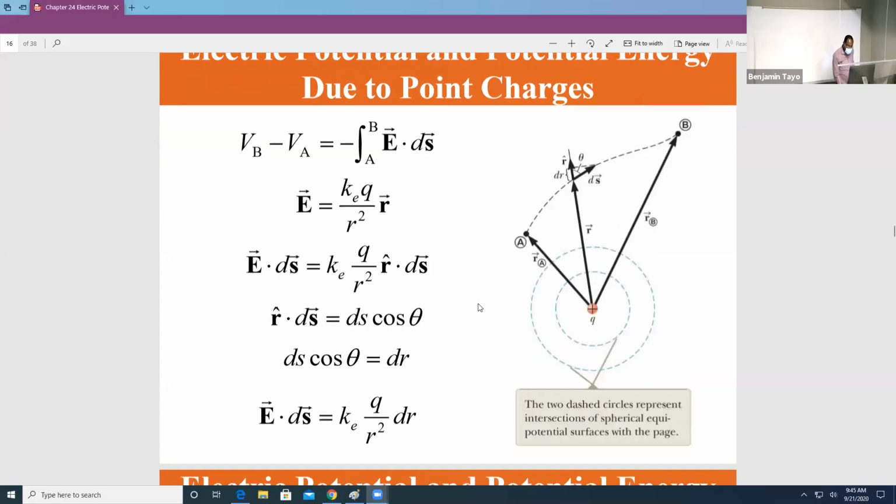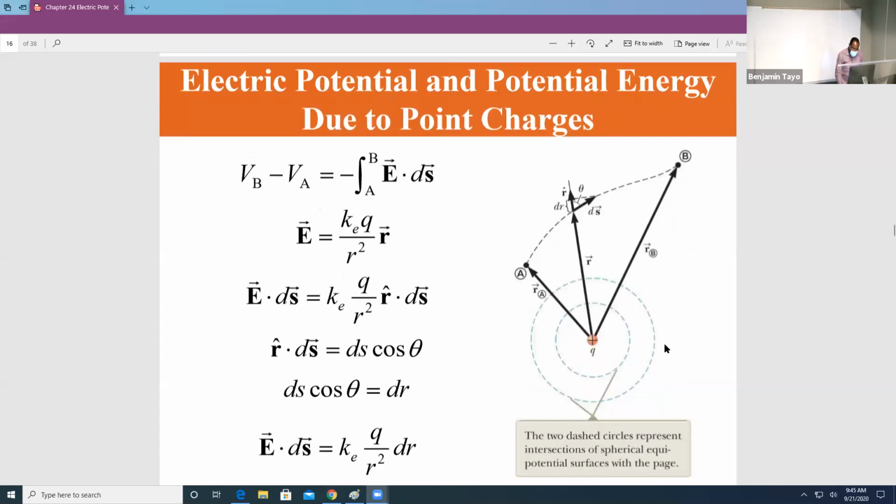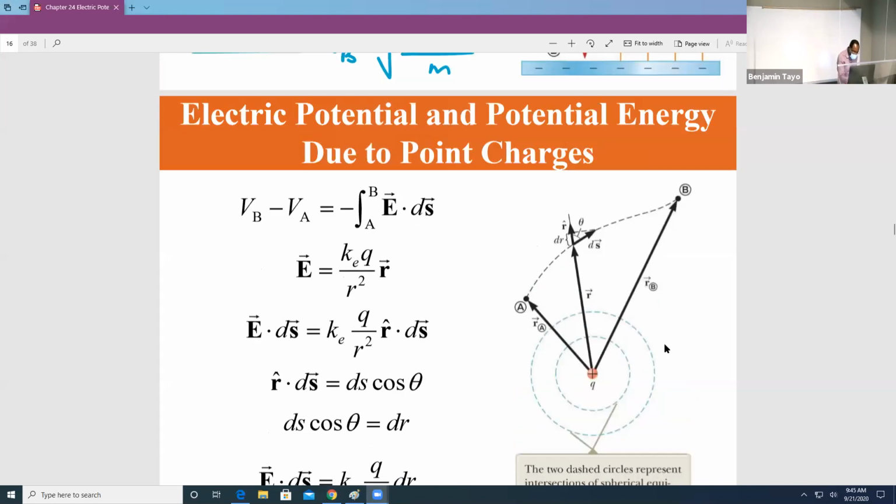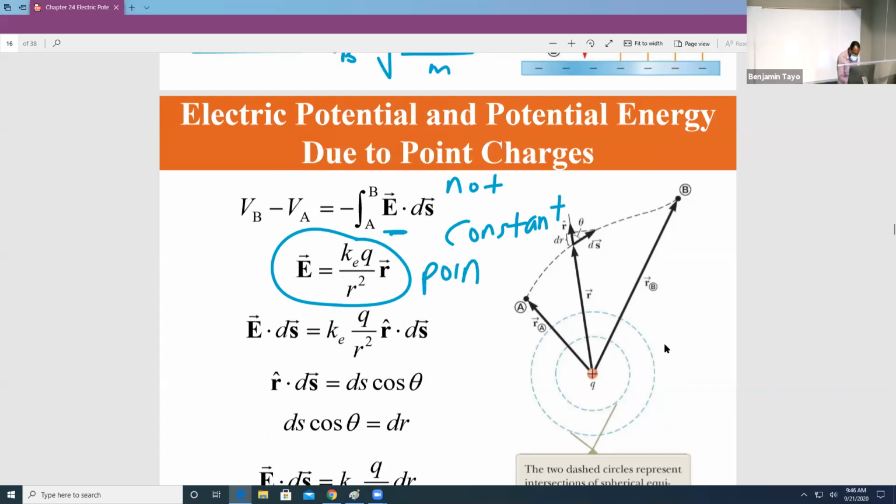Now we're going to look at what happens when the electric field is not constant. For example, the electric field from a point charge is not constant. In this case, I need to use an integral to get the potential difference.